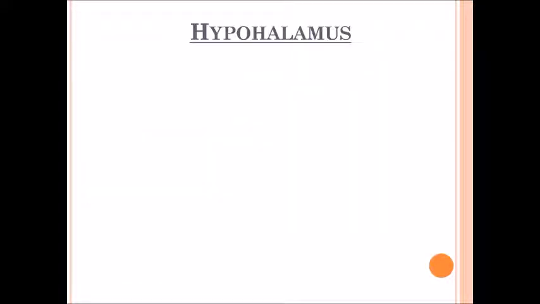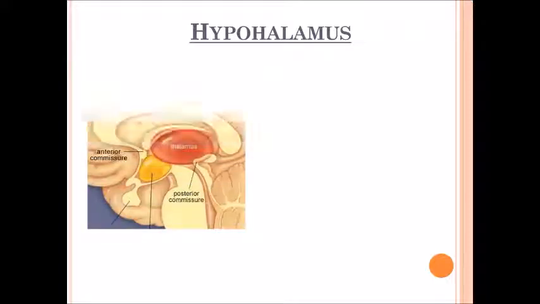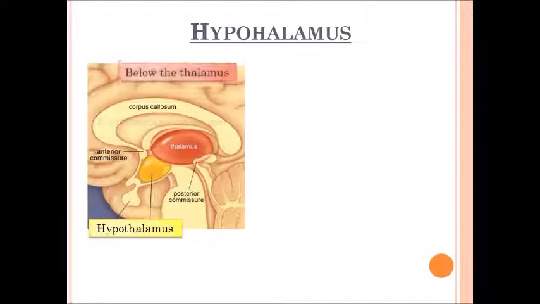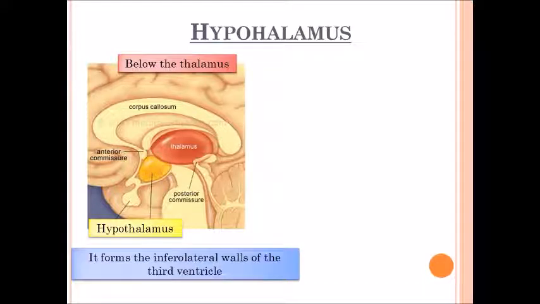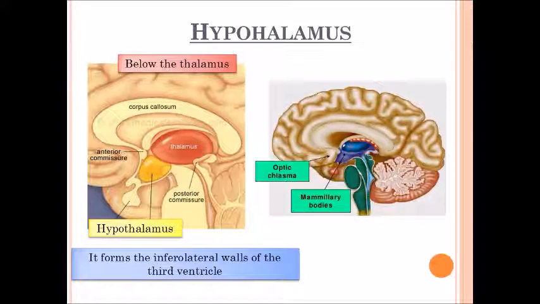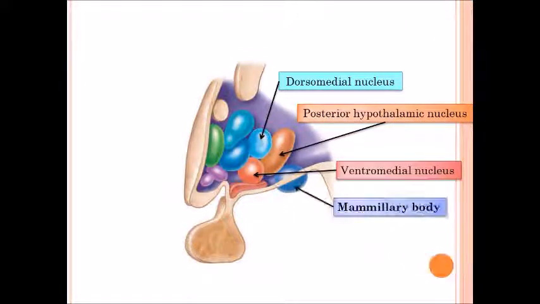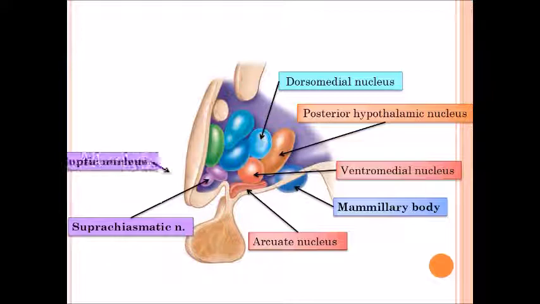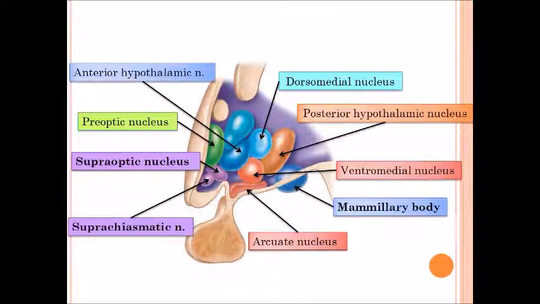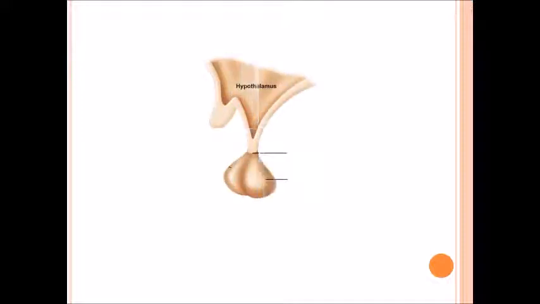Hypothalamus. It is located below the thalamus and is part of the limbic system. It forms the inferolateral walls of the third ventricle. The hypothalamus extends from the optic chiasma to the posterior margin of the mammillary bodies. The nuclei are paraventricular nucleus, anterior hypothalamic nucleus, preoptic nucleus, supraoptic nucleus, suprachiasmatic nucleus, dorsal medial nucleus, posterior hypothalamic nucleus, ventromedial nucleus, mammillary bodies, and arcuate nucleus.